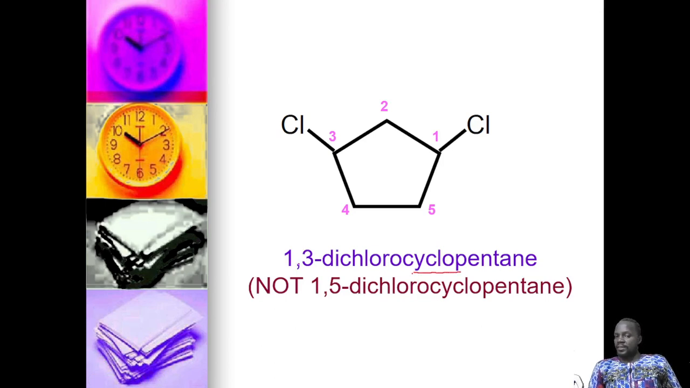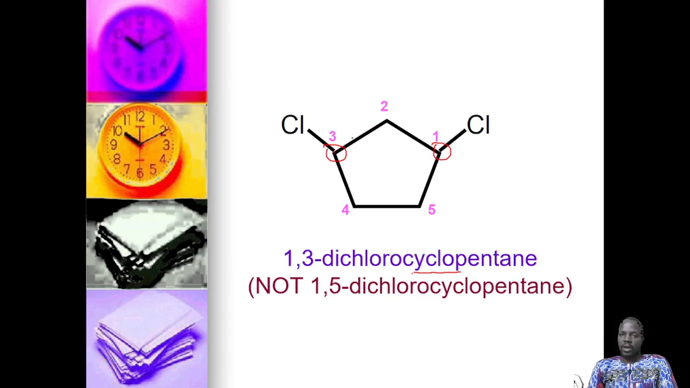Cyclopentane is the parent, which we write first. We separate numbers by comma, then we write the substituent after a hyphen. So it is 1 and 3, which is very, very important. It is very wrong to say 1, 2, 3, 4, 5.